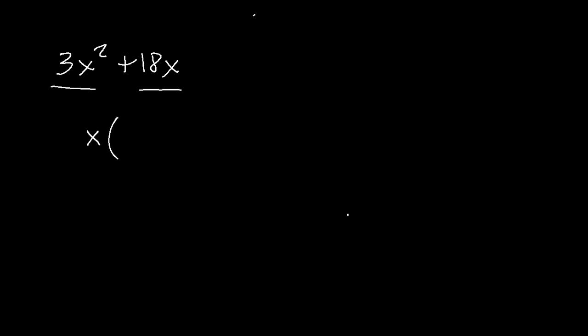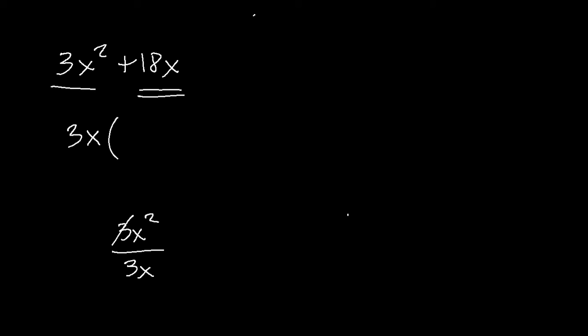You cannot take away x squared from the expression because this term, 18x, only has one x in it, or x raised to the power of 1. So the maximum that we can take from both of these terms is a single x. And we also have the greatest common factor of 18 and 3, which is 3. And then we divide 3x squared divided by 3x, like right here.